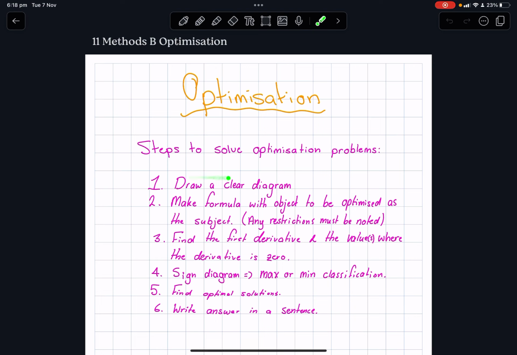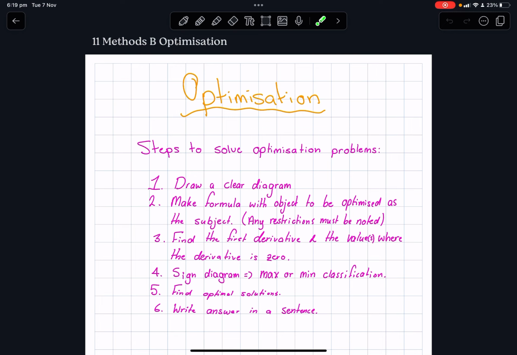So step one, draw a nice clear diagram of what's going on. Step two, make a formula with the object to be optimized as the subject. So an area, a volume, anything like that. Any restrictions must also be noted. Number three, find the first derivative and the values where the derivative is zero. Okay. We're going to create a sign diagram, which we've done lots of, and we're going to find the maximum or minimum and do that classification. We're going to find the optimal solution, so whether it's asking to maximize or minimize. And we're going to write the answer in a sentence. Okay, so some pretty clear steps there.